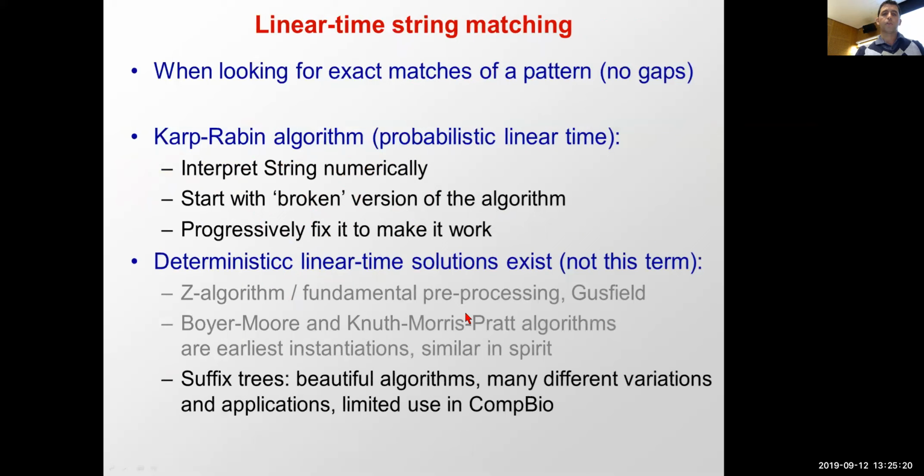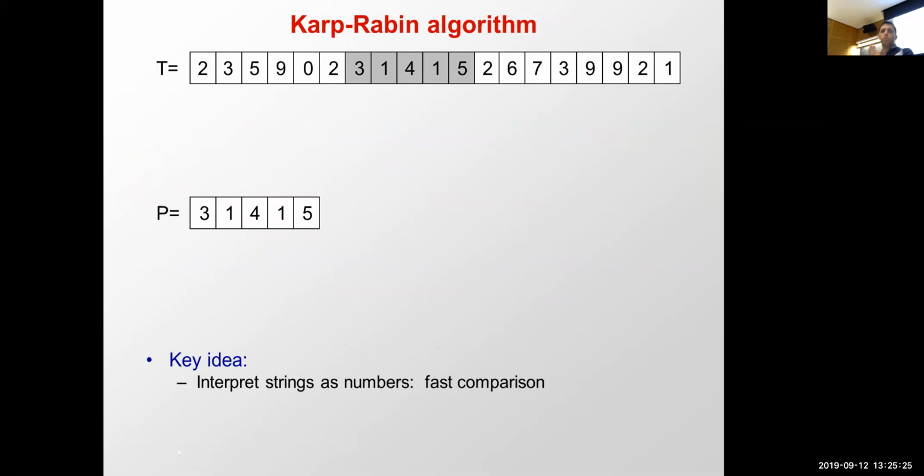All right, so here's the deal. Let's start interpreting these things numerically. Instead of zeros and ones, let's look at numbers between 0 and 9. So I'm gonna try to search for the pattern 3, 1, 4, 1, 5. I don't know if this was Greek, I would call it pattern pi. And then I'm searching for P inside this string, okay? How can I do that really fast? Raise your hand.